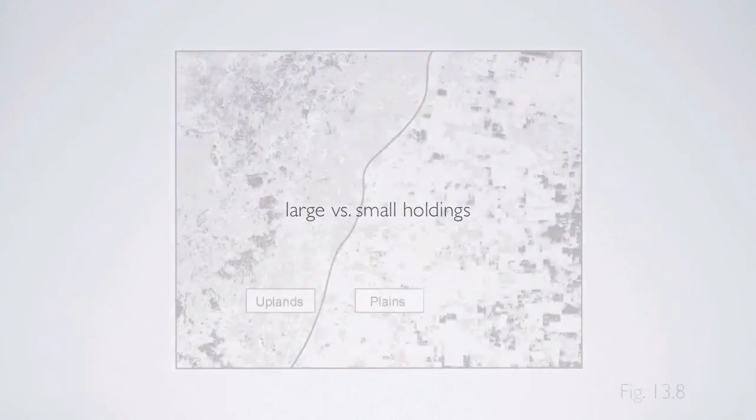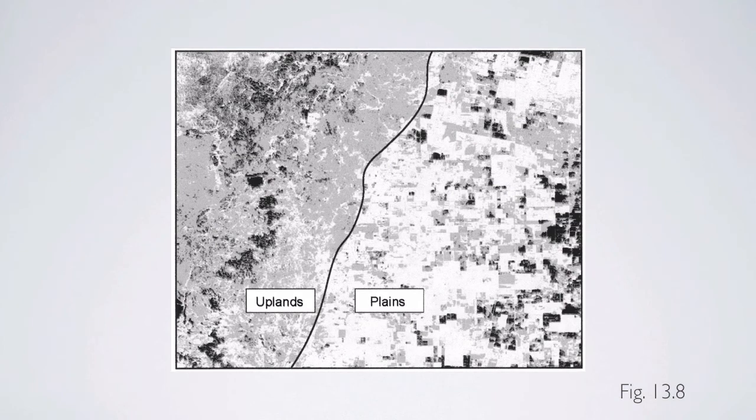So, for example, in agricultural areas, one of the factors that affects the patch types, their size, their shape, their extent, has to do with whether we have large holdings or small holdings. And that's a socioeconomic issue. This is a satellite photo of northern Argentina, just north of the city of Cordoba. And what this illustrates is differences in the way that socioeconomic issues affect the patterns of disturbance in land use on a landscape. To the right, to the east, we have the plains, and to the west, we have uplands.